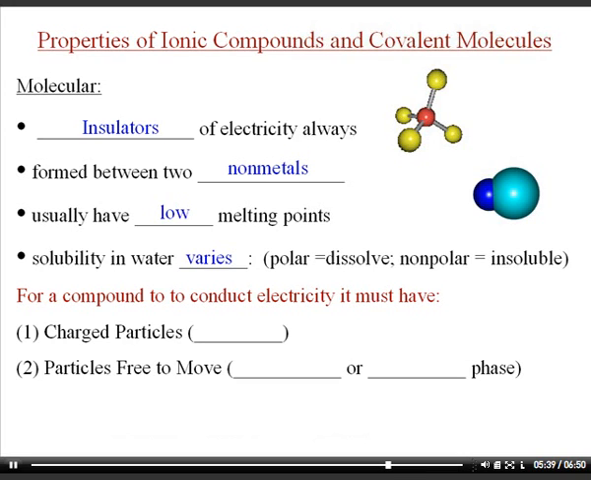And then we end the lecture with an explanation of what needs to occur to conduct electricity. You need charged particles, which are called ions, and they need to be free to move around so that the charge can actually flow through the substance. So it has to be in the liquid phase or the aqueous phase for a compound to conduct electricity.